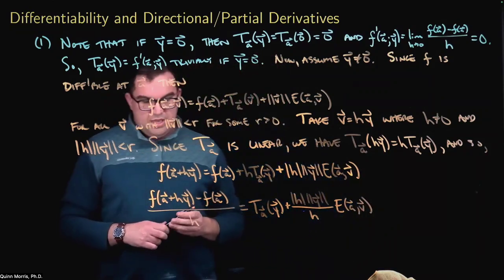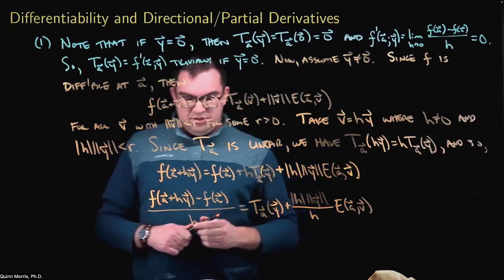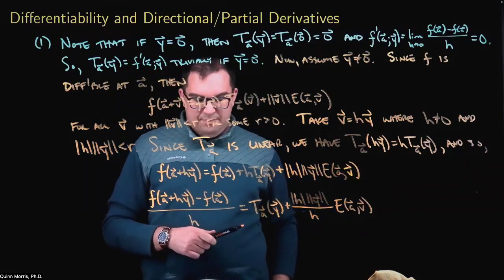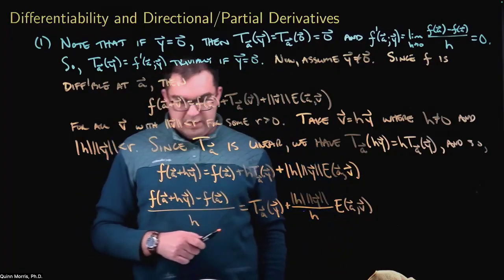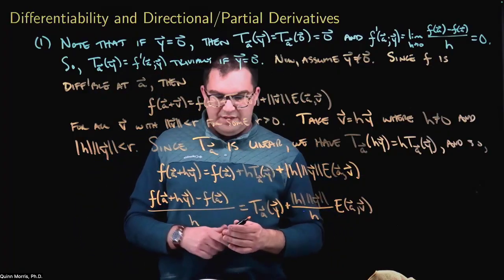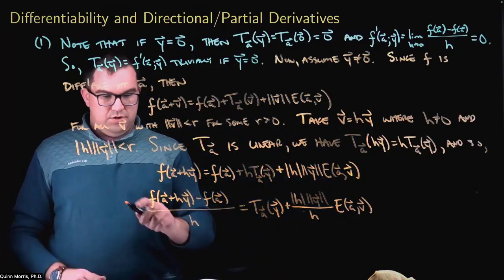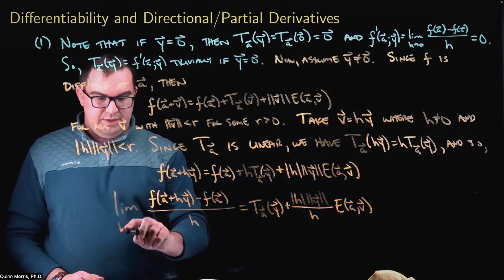Okay. Now I want to look at both sides and essentially say, okay, what's happening here as I let H go to 0? So as H goes to 0, if I take a limit of both sides now as H goes to 0, over here I'm just going to write this.